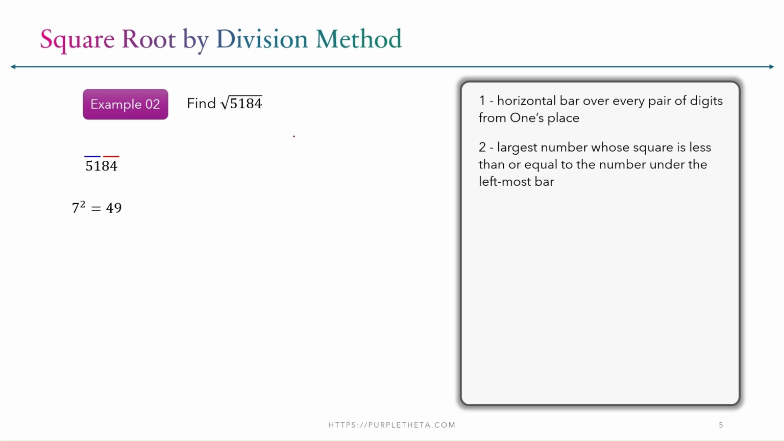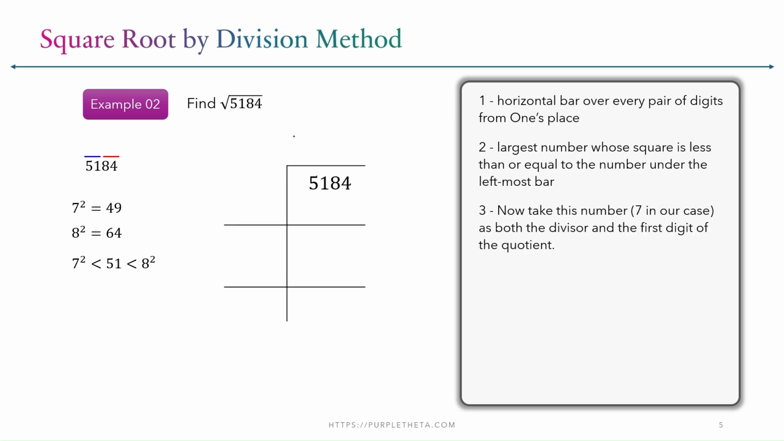So 7 square is 49 and 8 square is 64. Therefore, 51 comes in between 7 square and 8 square, right? So we choose 7 as the first digit of the square root. Now divide. 7 I am going to take as divisor and quotient as well, right? 7 multiplied by 7 is 49, so I have to subtract 49 here. 51 minus 49 is 2, right?